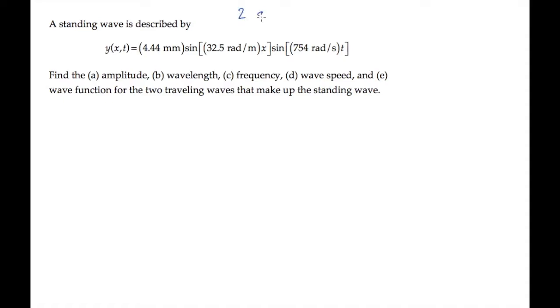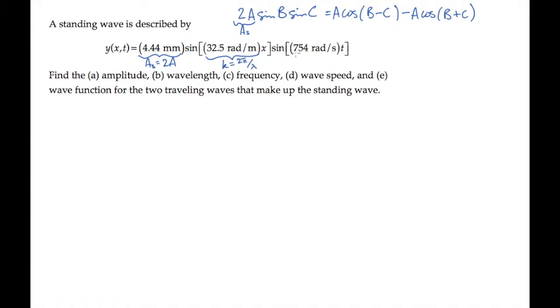The trig identity that I'm writing here will be useful in solving this problem. If we multiply the identity by A, then we can see that this quantity, 2A, represents the amplitude of the standing wave. AS, the standing wave amplitude, is twice A. The quantity in front of the spatial variable x is the wave number k, that's 2 pi over lambda, and the quantity in front of the time t is the angular frequency omega, that's 2 pi f.